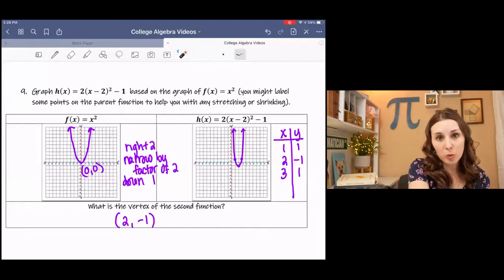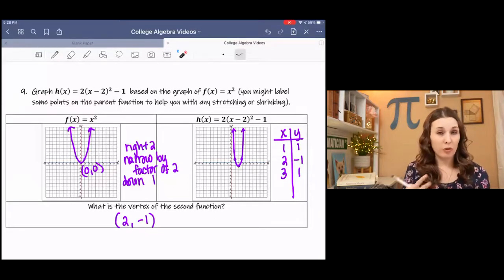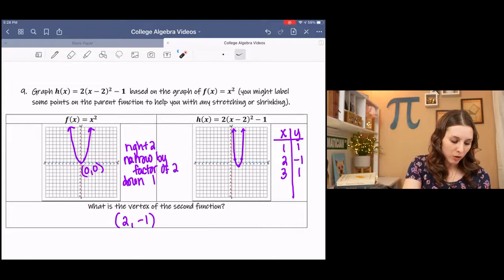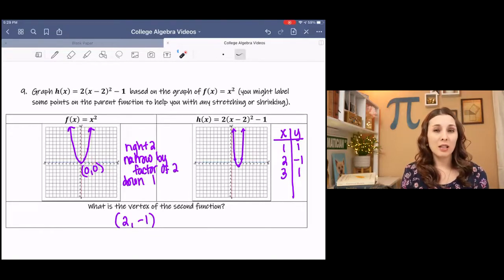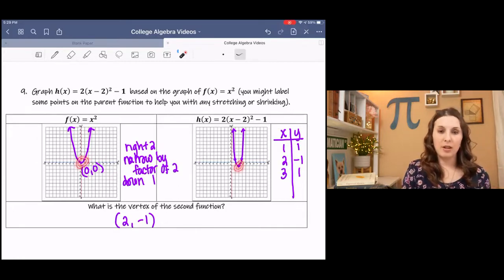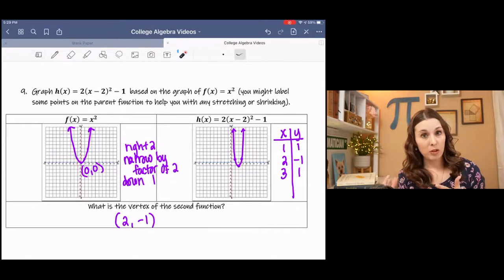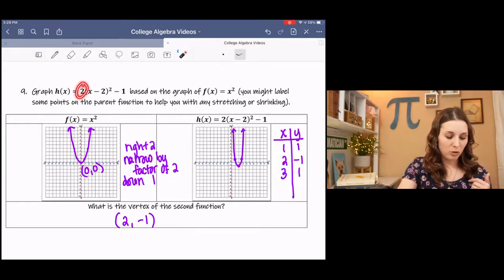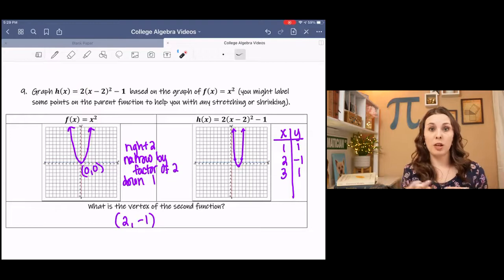I would be careful with moving anything more than the vertex. Your vertex is going to be that point of reference where you're basing your other points off of. But if you had tried to move, for example, 1, 1, left 2, down 1, you're not taking into consideration the factor of 2. So you have to be careful with that. Just to summarize, you do move your vertex, and then that's how you're going to form either your table of values or use that factor of 2 to find those second points that we're going to be graphing.